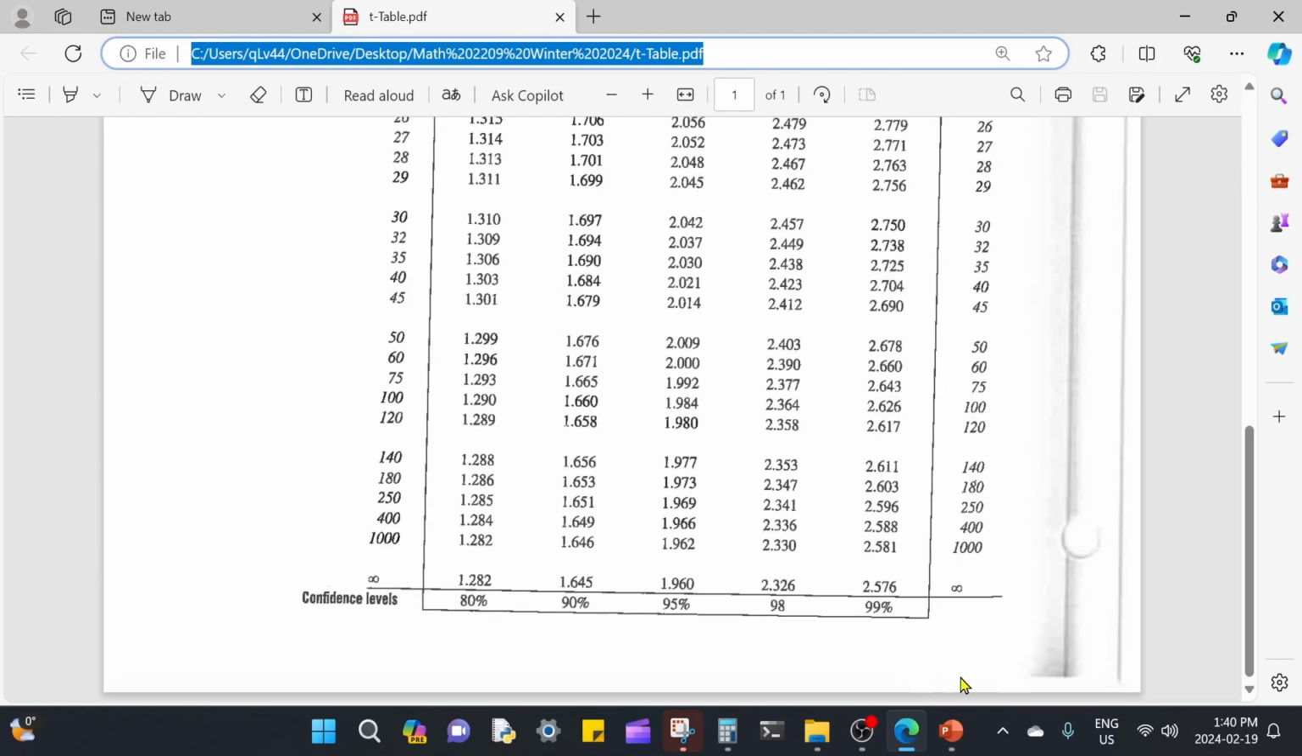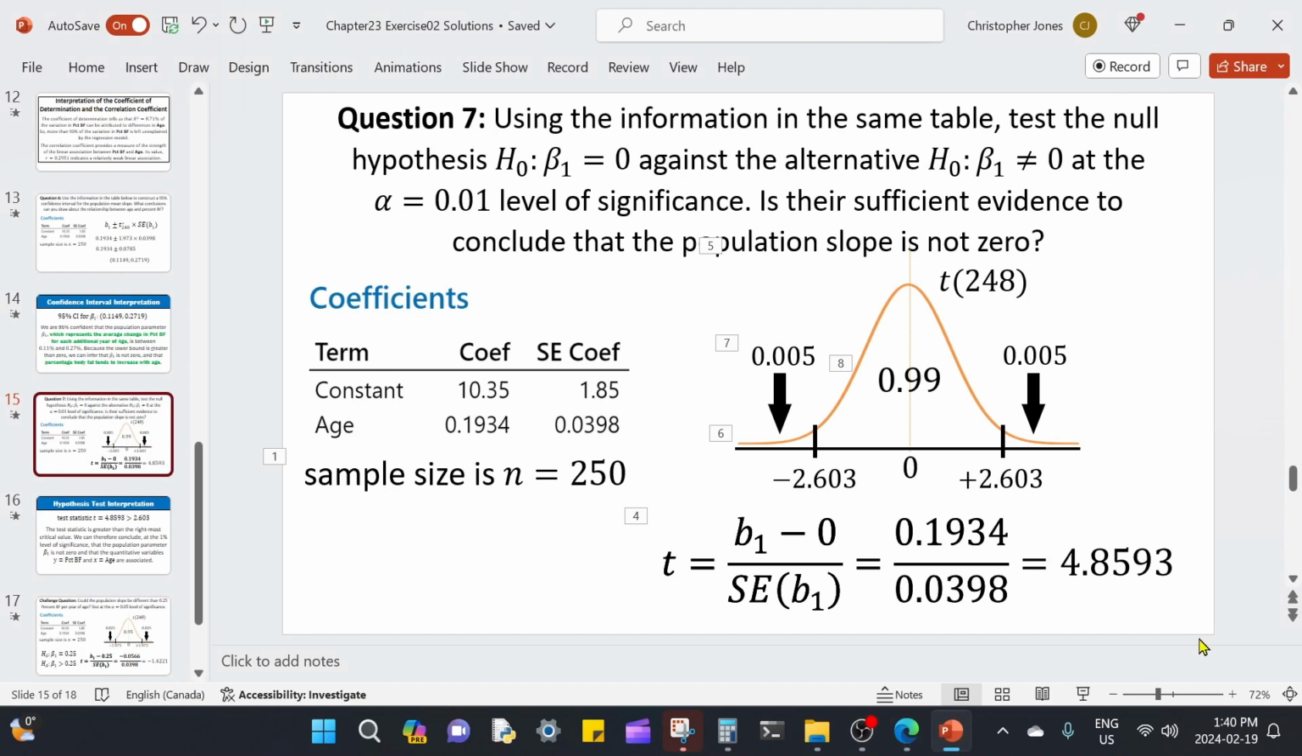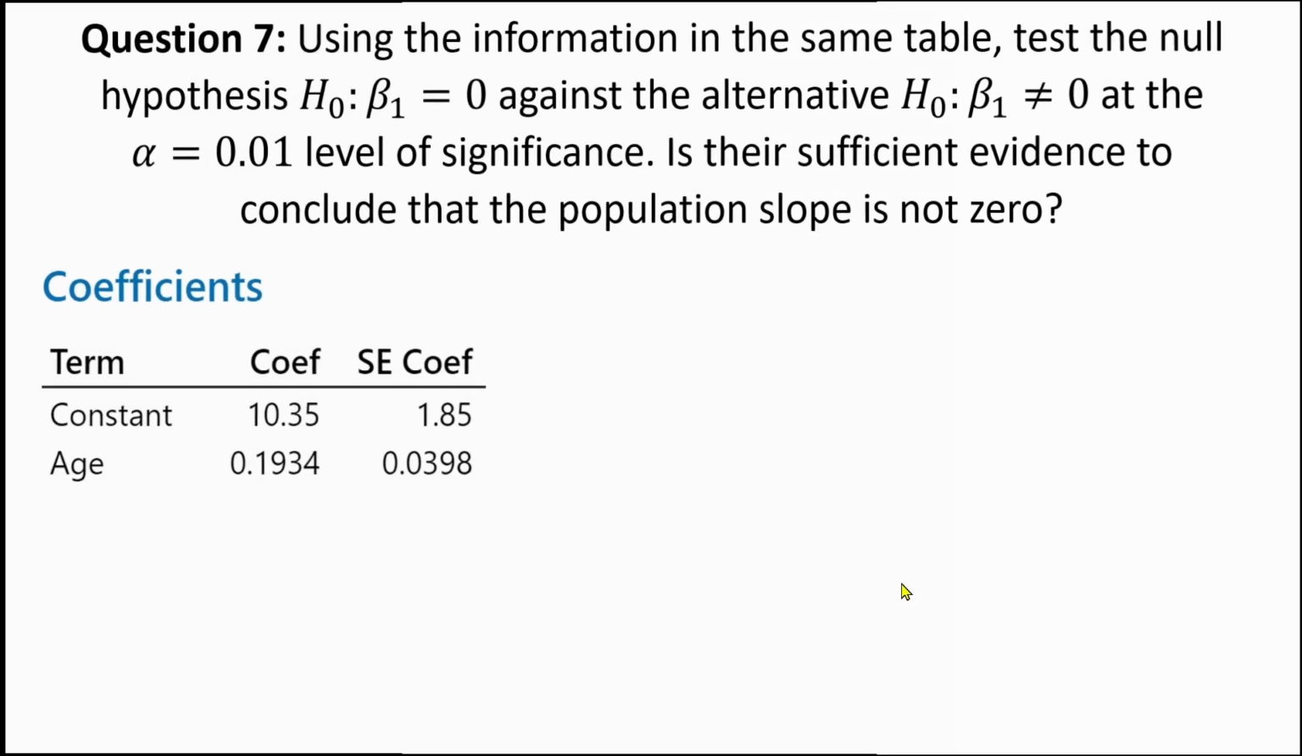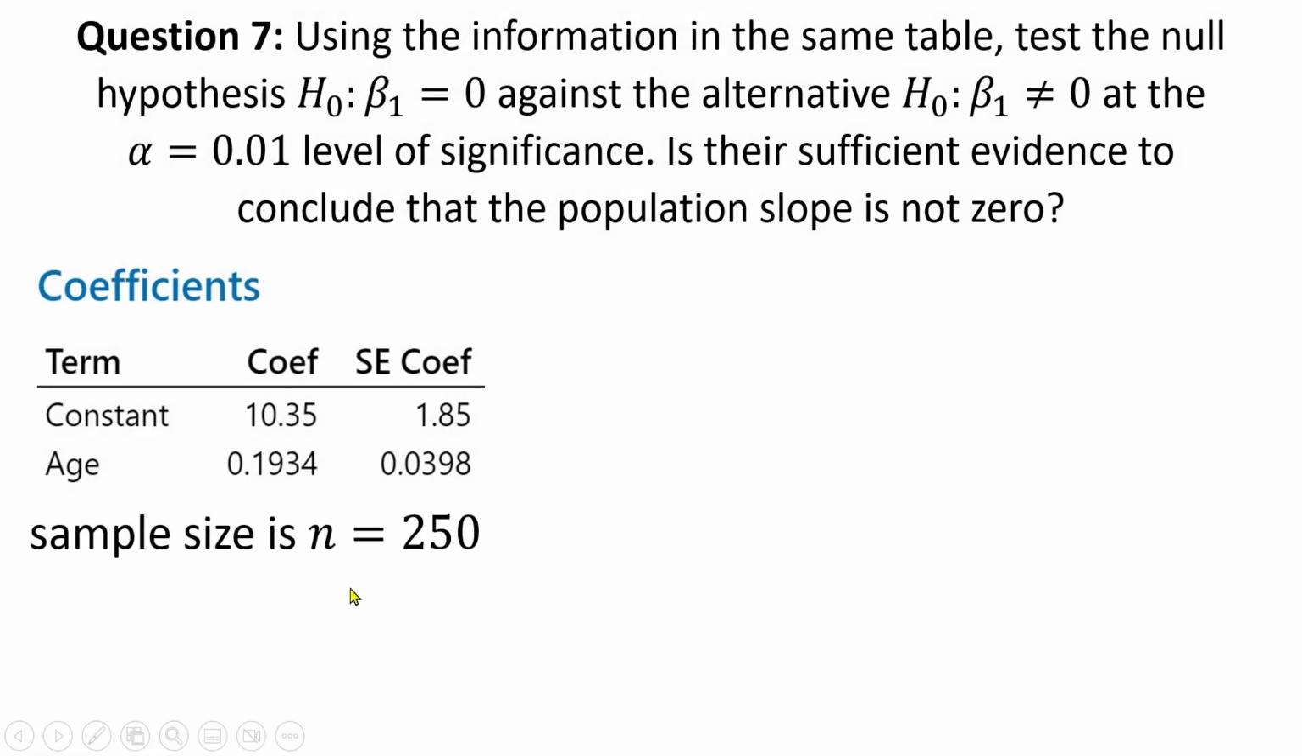Okay. So going back to the slides, I see that I made a slight error here. So let me just quickly correct that. Okay, so now let's look at the animation. So again, sample size 250, it tells us the degrees of freedom is 248.